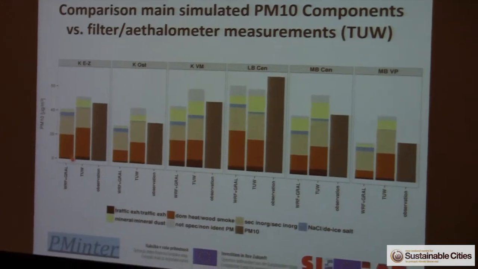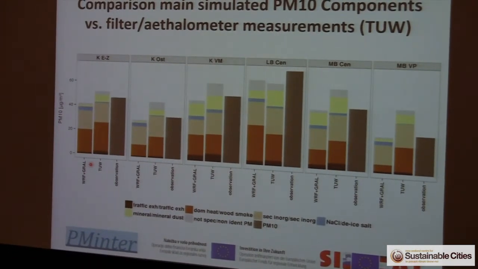And also what you can see is that the main components, here in brown, this is the PM related to domestic heating, mainly wood smoke, and also here the upper part of the column, secondary inorganics, are captured quite well for these stations. These are the main components. And there is another one, the black one, it's traffic exhaust. These are soot particles. The tendency is captured quite well. There is a slight underestimation for some locations within the simulations.